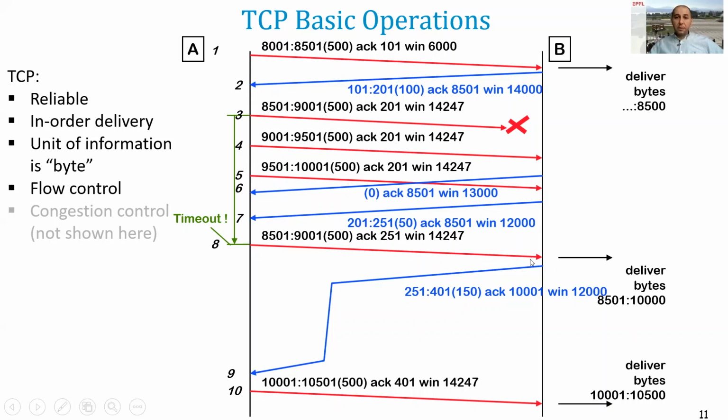So B acknowledges the received data. Now A, for some reason, was waiting just to be sure the data is well transmitted. Then it can continue sending data to B.